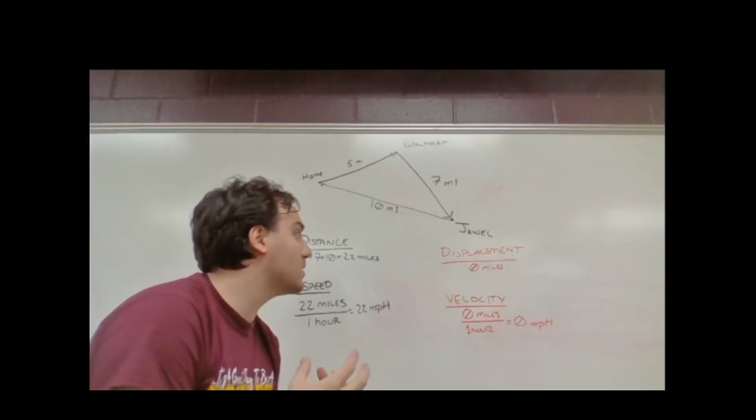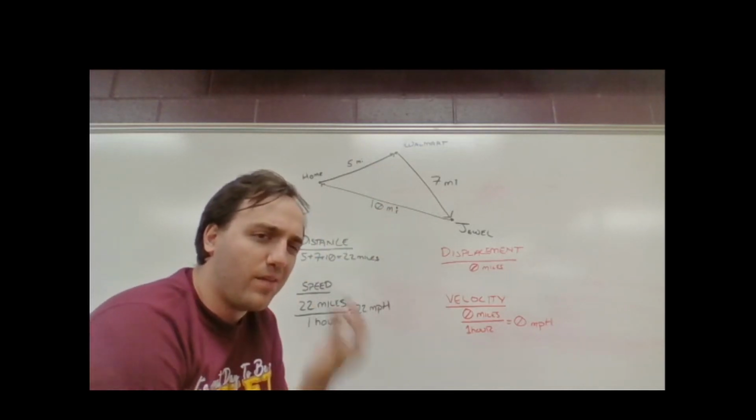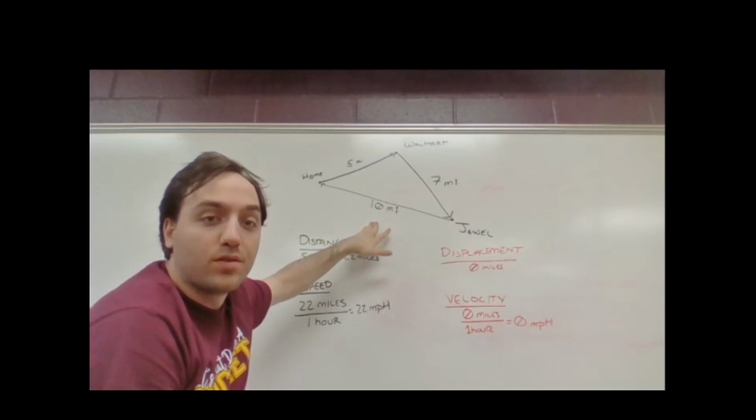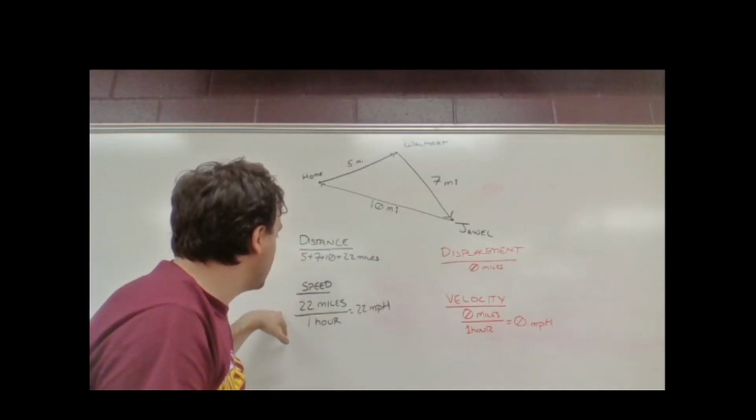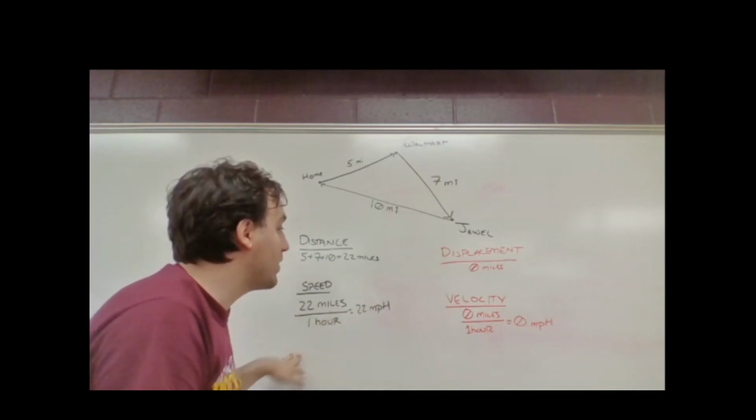Okay, if you went through and did the math, distance again is just the total amount you covered. Doesn't matter what the path is. Just you went 5, then 7, then 10 miles. That's 22 miles total. Your speed is your distance divided by time. 22 divided by 1 hour gives you 22 miles per hour.